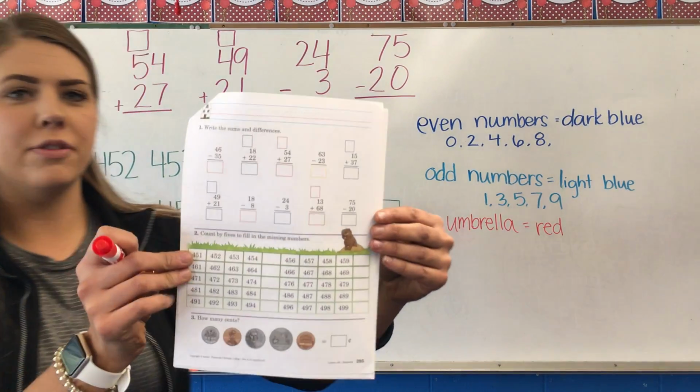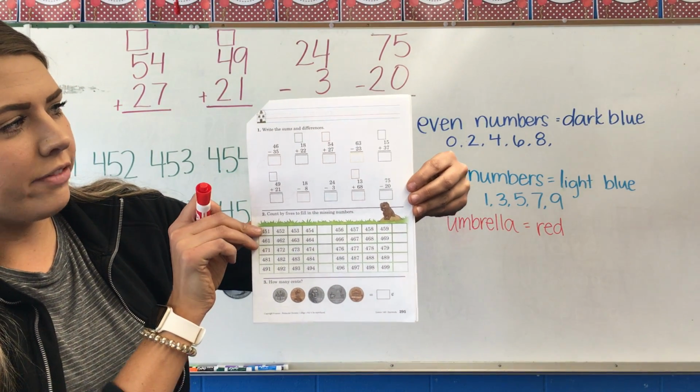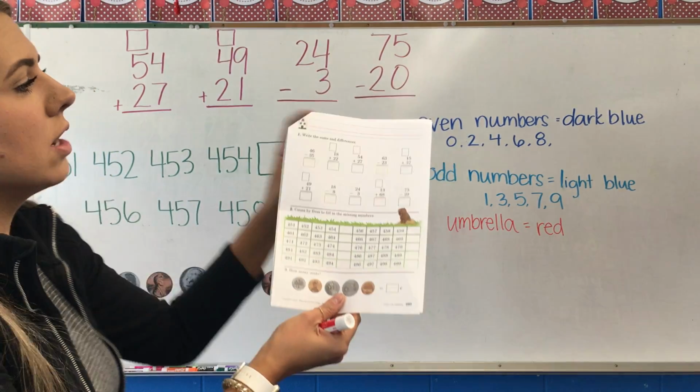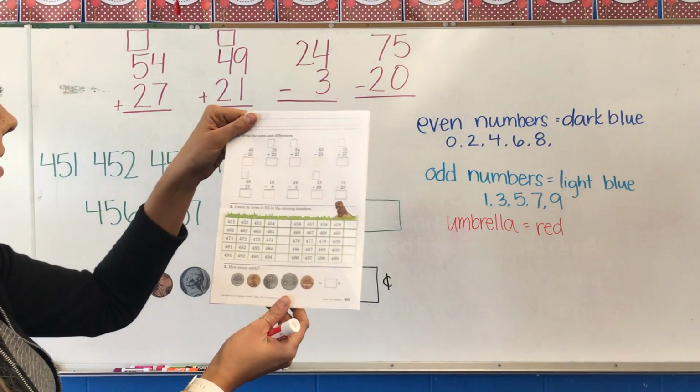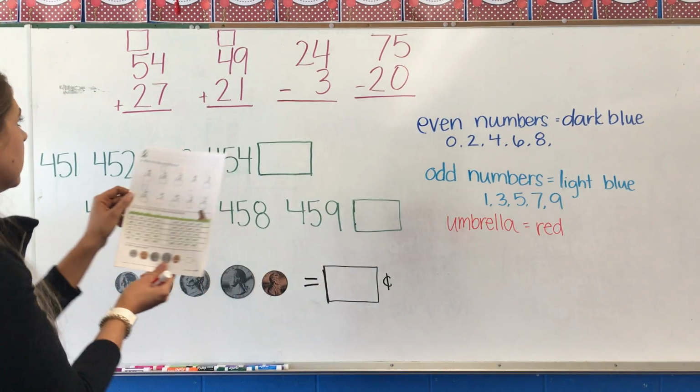We are on this page for our math here. It's page 295. It looks like this. If you need to pause the video to get this out, you're more than welcome to. We're going to start on the top here. It just says write the sums and differences. I picked 4 random ones from here to do all together.